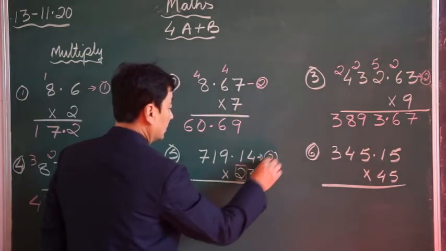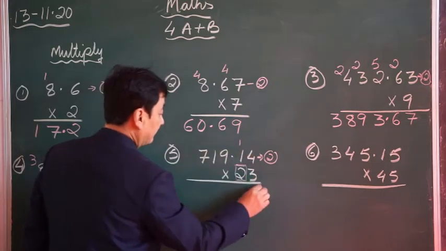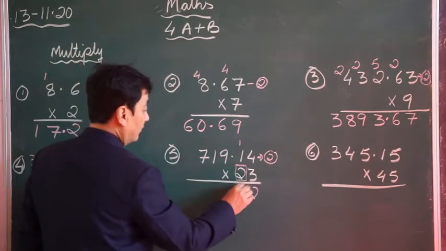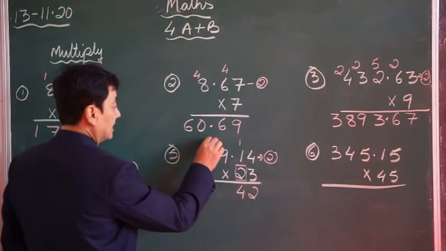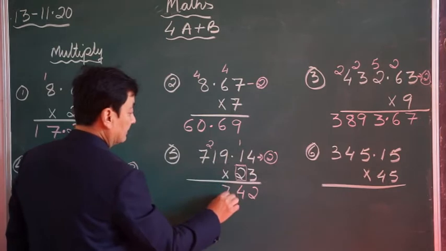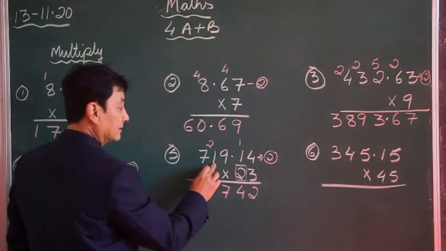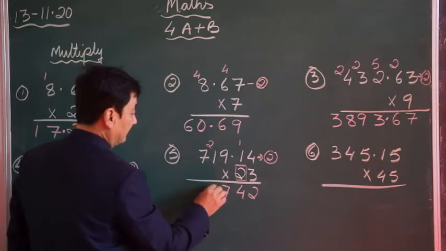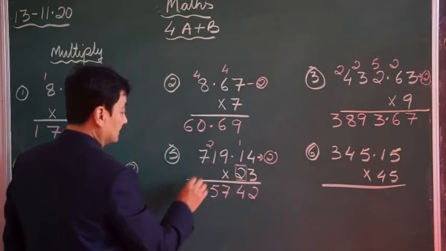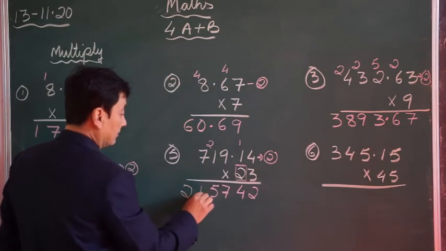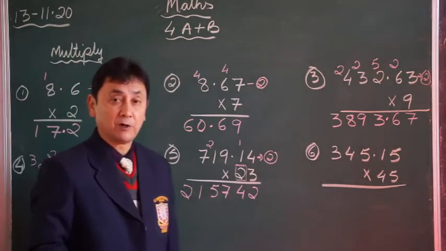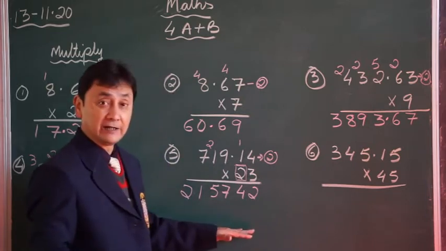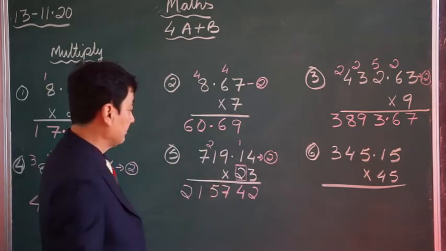2. 3 4s are 12. 3 1s are 3 plus 1, 4. 3 9s are 27. 3 1s are 3 plus 2, 5. 3 7s are 21. Remember to put the decimal point only when you have finished the addition at the end. So forget about the decimal point.